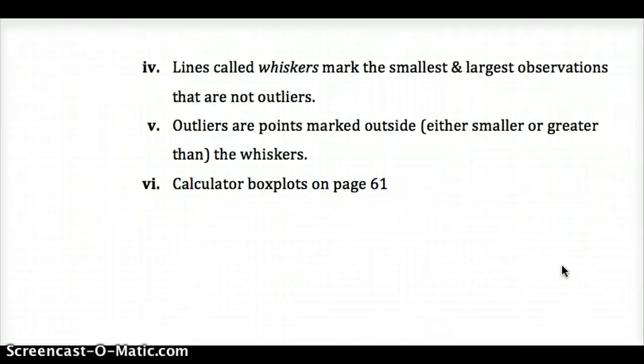Whiskers, little vertical lines that mark the smallest and largest observations that are not outliers. Outliers are points that would be marked either to the right of that whisker if it's greater than our maximum value that falls within our range, or to the left if it's less than that.